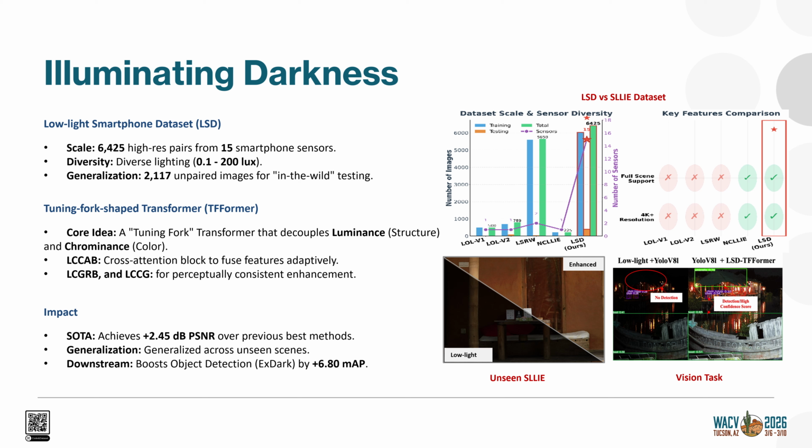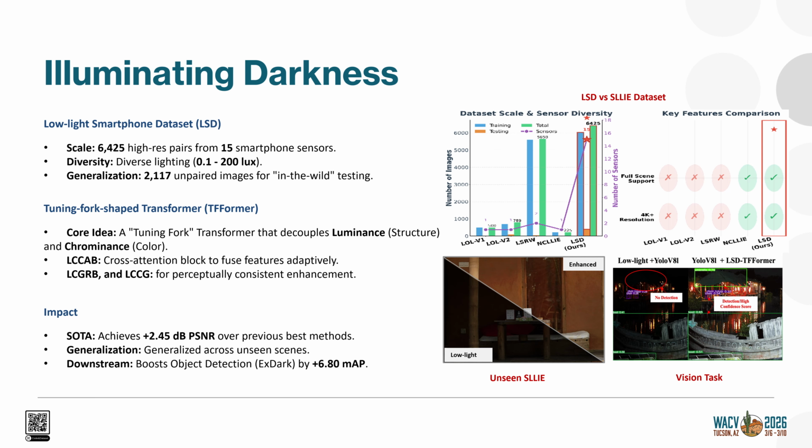The dataset, LST: we collected over 6,400 high-res pairs across 15 different camera sensors. As the chart shows, this scale and diversity far exceed previous datasets like LOL or NCLLI. The model, TF-former: we propose a tuning fork architecture that decouples luminance and chrominance. By processing structure and color separately, we eliminate the artifacts common in RGB methods.